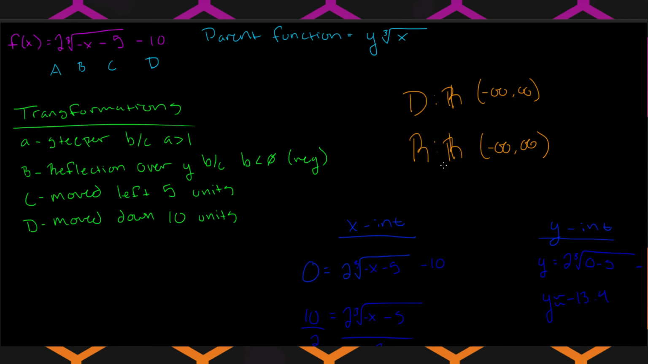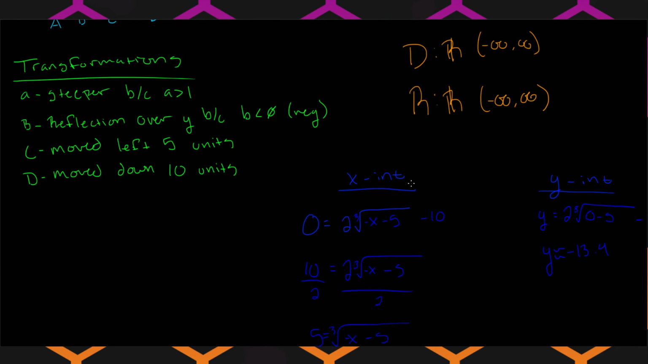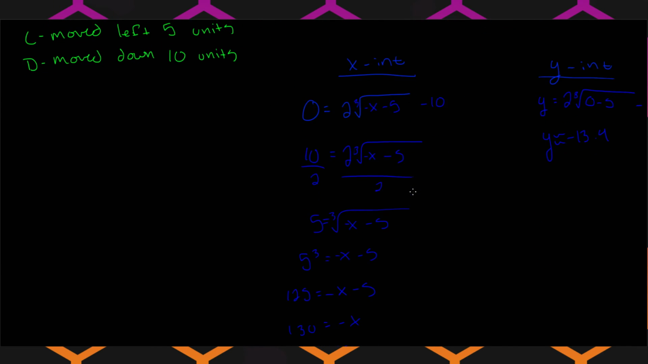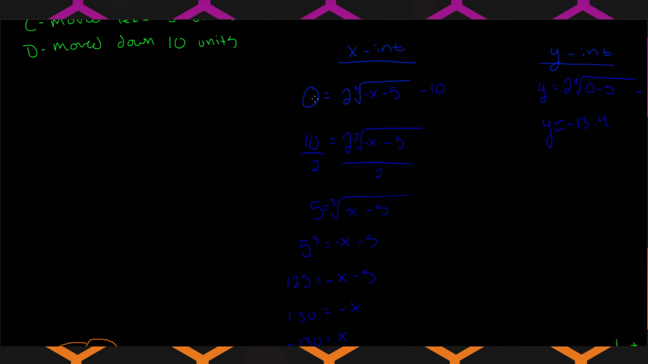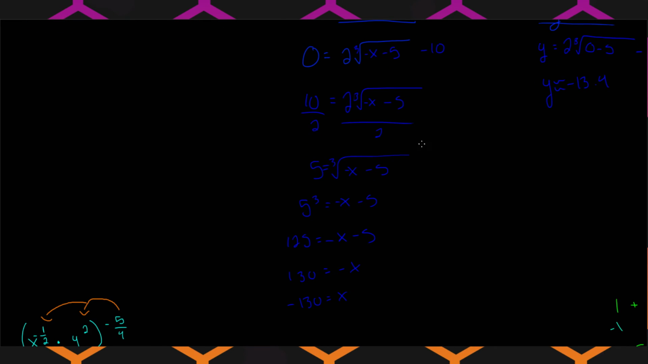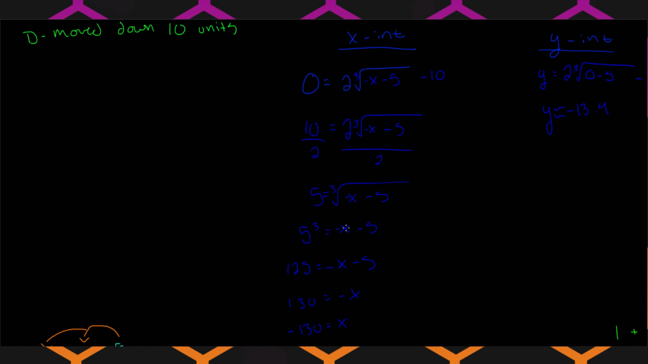And to find the x and y intercept, it's quite easy. For the x-intercept, you just set y to 0 and solve for x. So what we did was 0 equals 2 times the cube root of negative x minus 5, minus 10. We divided by 2 and got 5 equals the cube root of negative x minus 5.